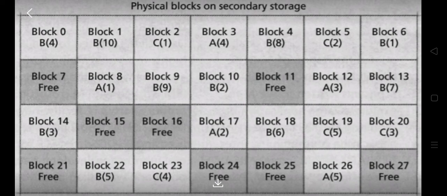In this way the file has been stored in the memory, but the table contains the pointers from one block to another block, indicating where on the hard disk these different blocks are scattered. That information is stored in a block allocation table.